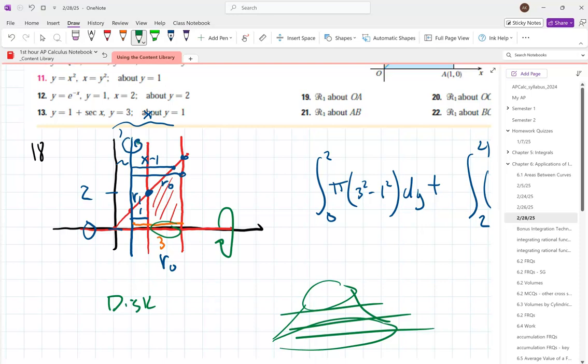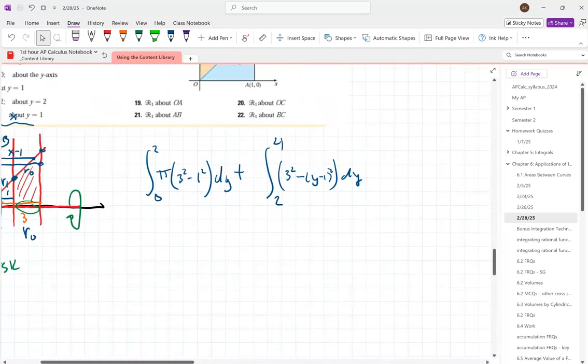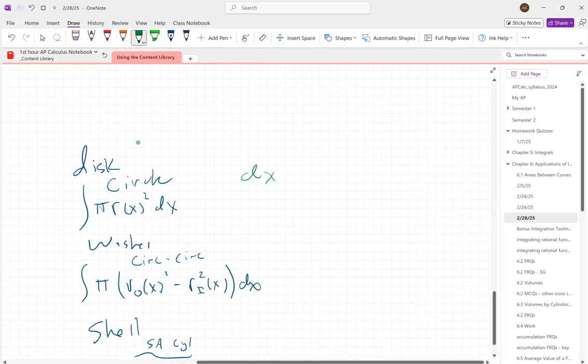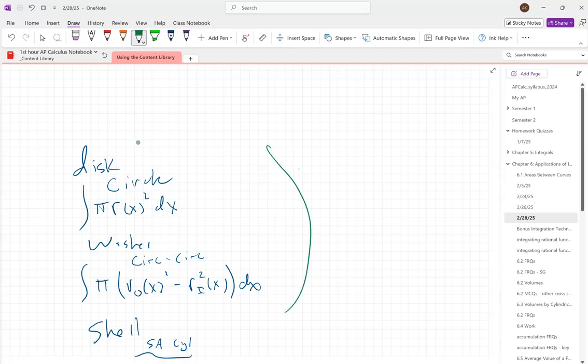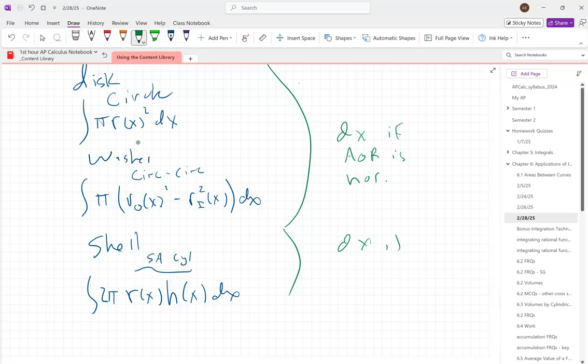How do you know your respect to x and y is it like the axis? Yeah, so for these two, it's going to be dx if our axis of rotation is horizontal. And then here this will be dx if our axis of rotation is vertical.